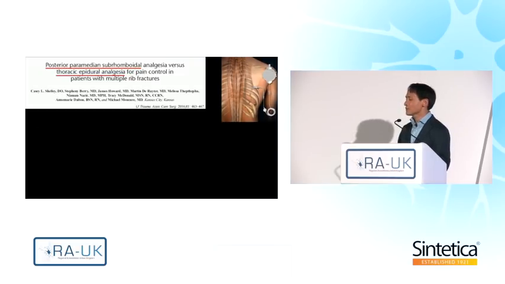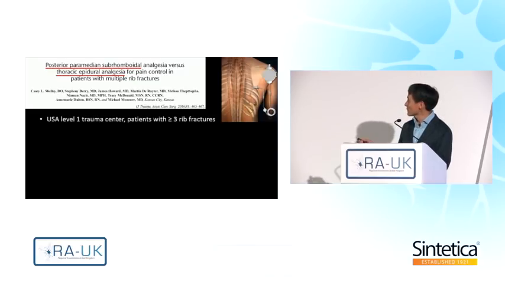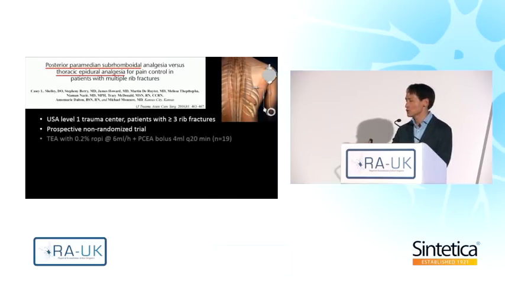And then we have yet this other group. Unfortunately, they decided to call this block something else, but really it was the same thing. They call it a posterior paramedian subrhomboidal analgesic block, which doesn't help matters when you're trying to search PubMed. But once again, they were looking at patients with multiple rib fractures. They did a prospective trial, though. Having said that, it was non-randomized. They did ask patients, do you want an epidural or do you want this new block that we're going to do?